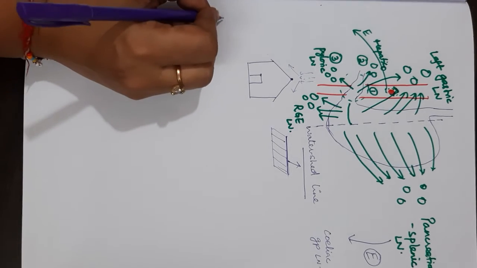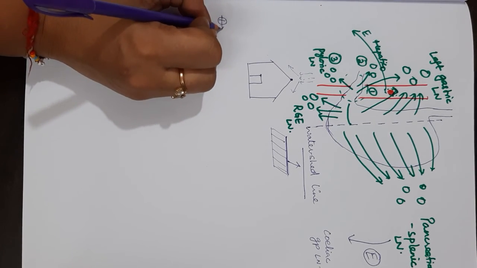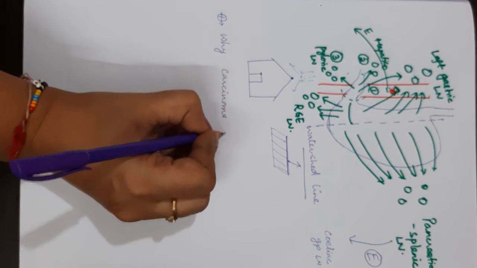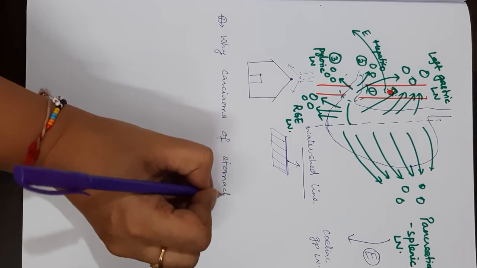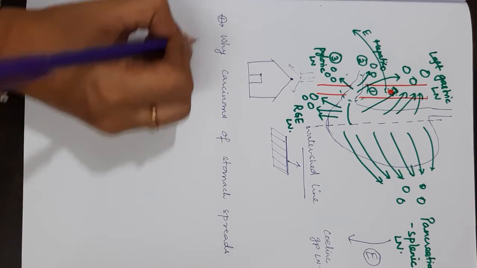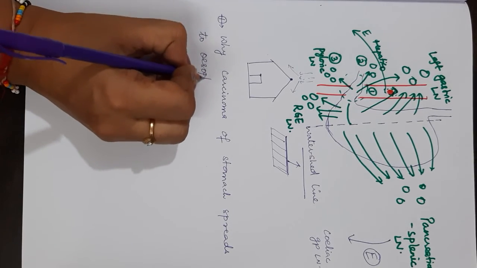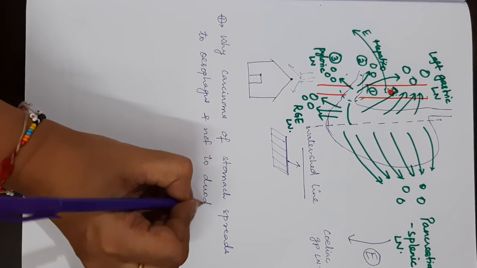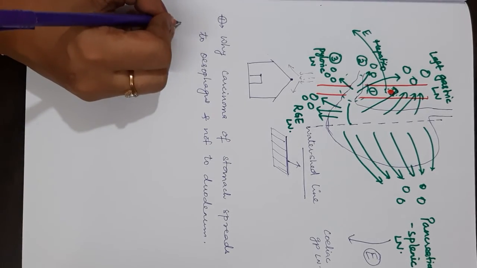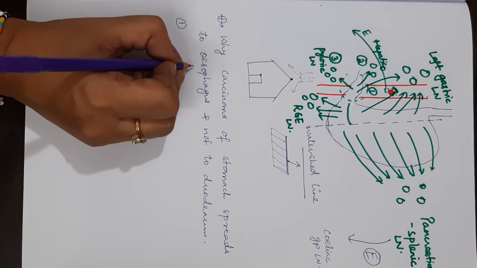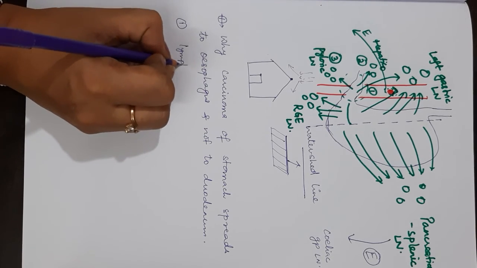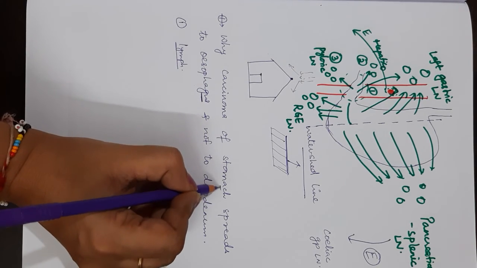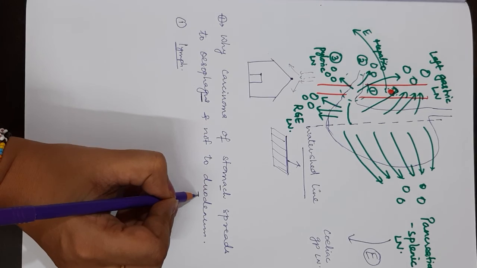But there is a question which you get in your exams, and the question is, why does carcinoma of stomach spread to the esophagus and not to the duodenum? The reason being, first, the lymphatics of the stomach are continuous with the lymphatics of the esophagus, but the lymphatics of the stomach are not continuous with the lymphatics of the duodenum.